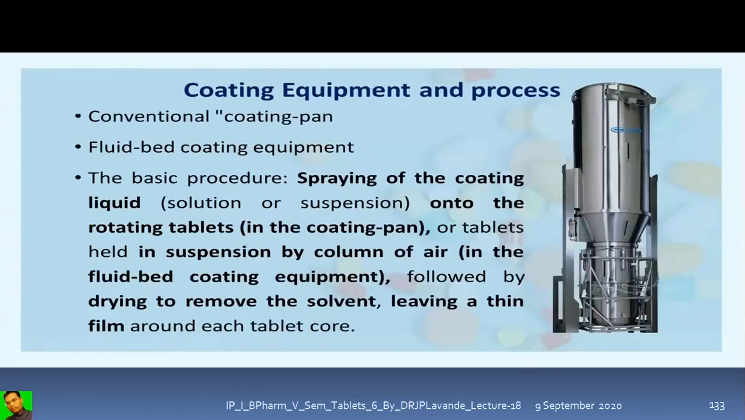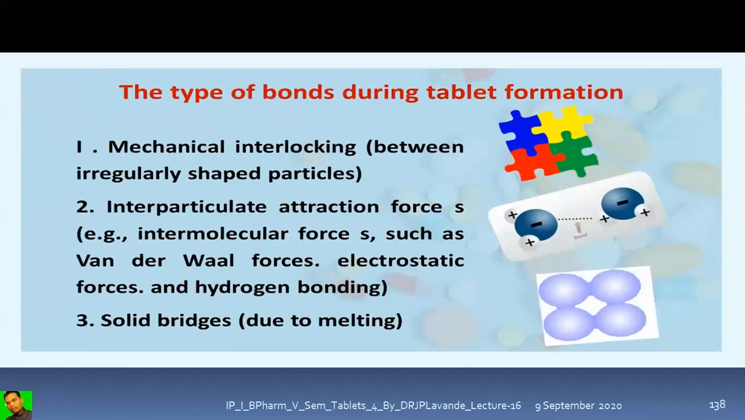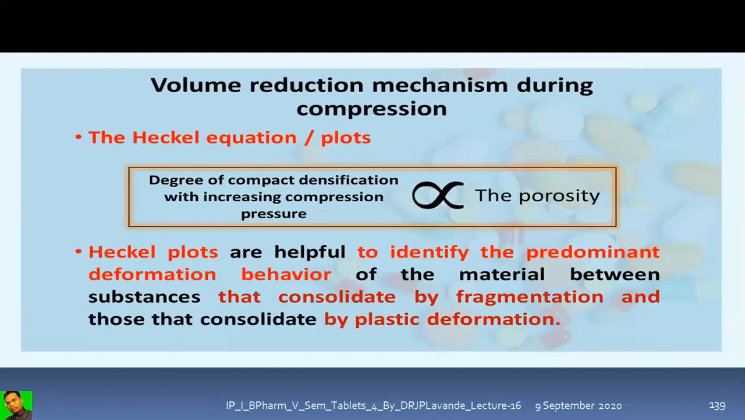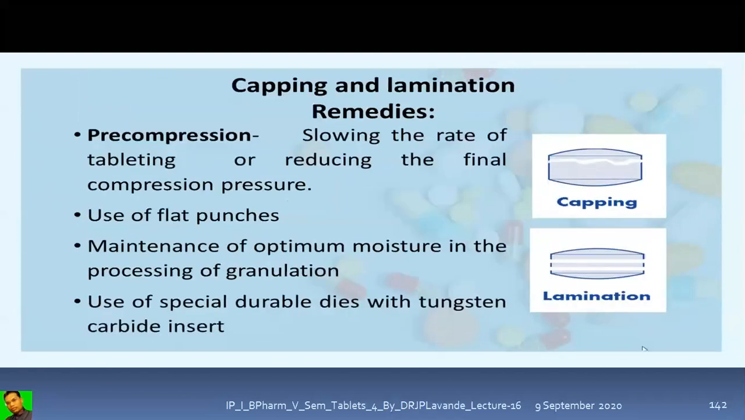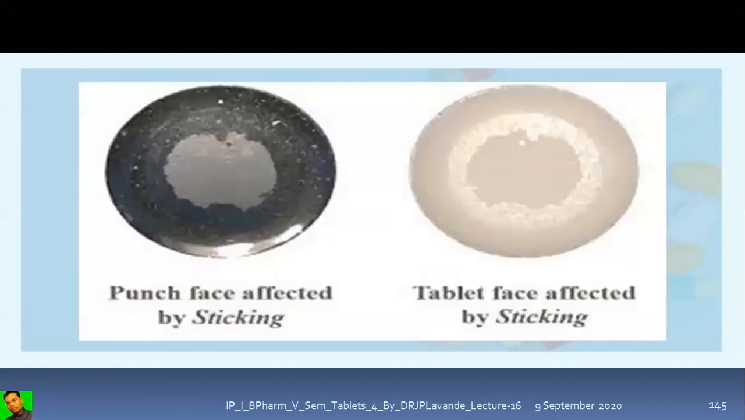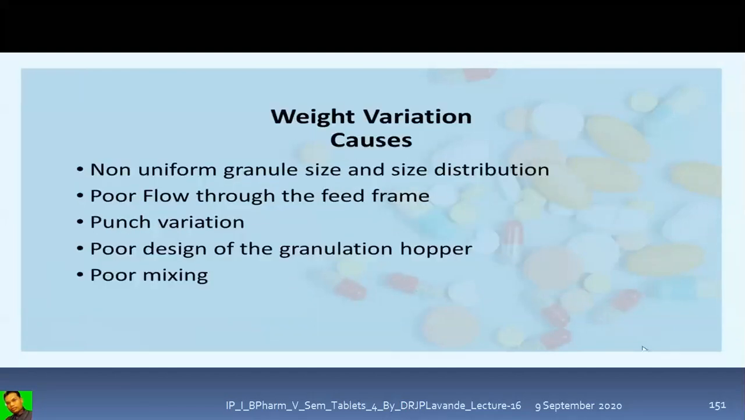This can be done with the help of the FBD, or with the help of the conventional coating pan, right? The process of compaction consists of different kinds of bond formation, that is mechanical interlocking, interparticulate attraction forces, van der Waals forces, and solid bridges. Sometimes they occur completely, sometimes they are associated with defects like capping, lamination, picking, cracking, mottling, and the double impression. All these are defects very commonly observed in tablets. We had gone through the details of every defect, what their causes and remedies are, and how these are going to be treated.